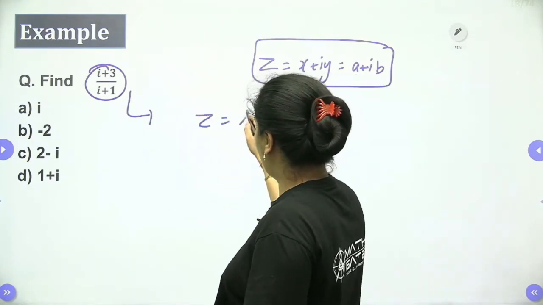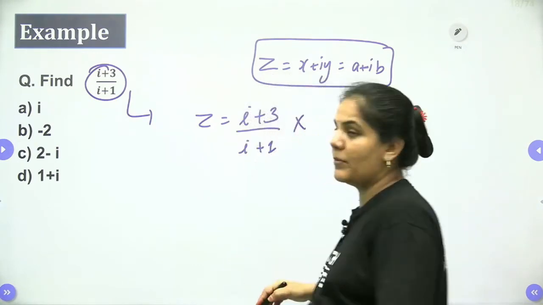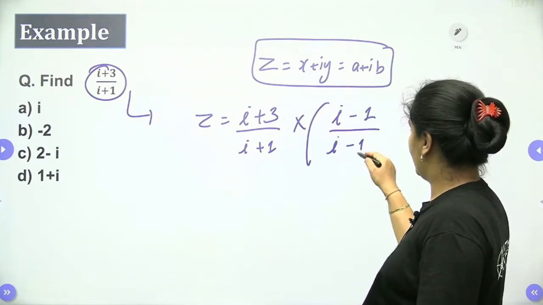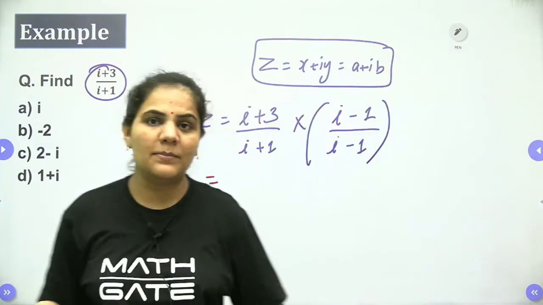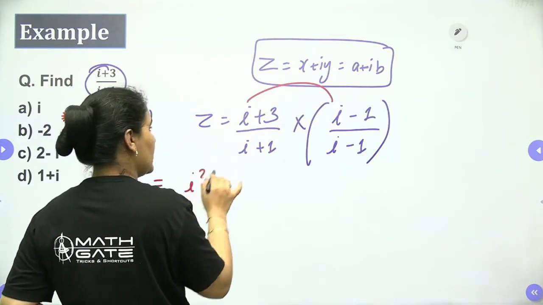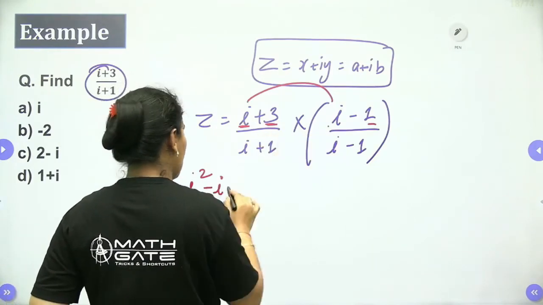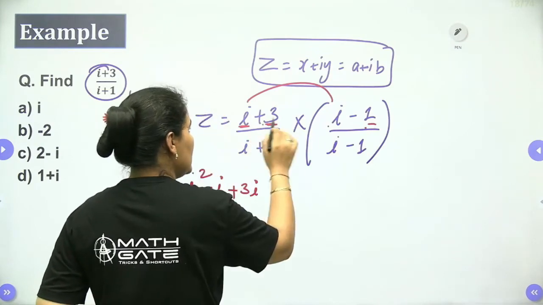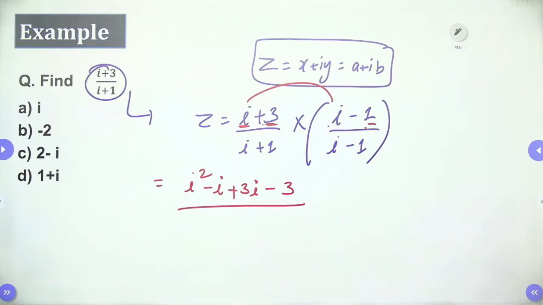We have (iota plus 3) by (iota plus 1). We rationalize this with the conjugate, (iota minus 1) by (iota minus 1). The numerator becomes (iota plus 3) into (iota minus 1): iota into iota is iota square, iota into minus 1 is minus iota, plus 3 iota, and 3 into minus 1 is minus 3. It will be minus 3 only.